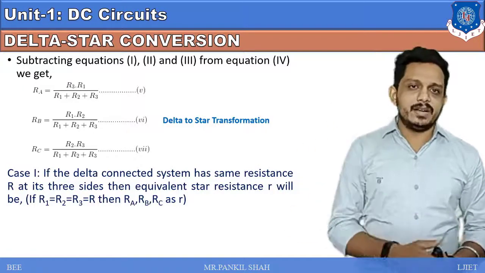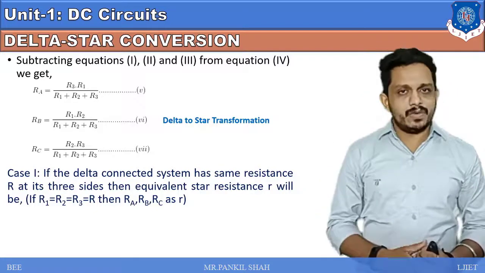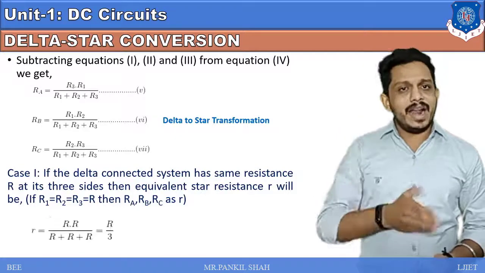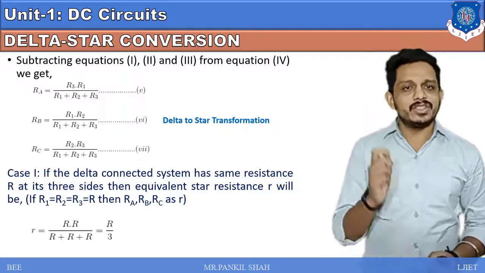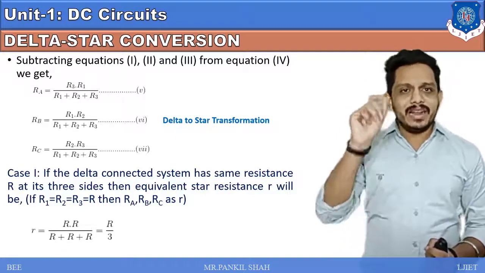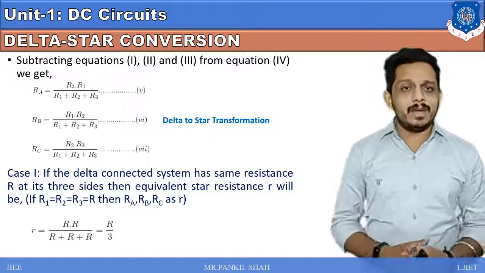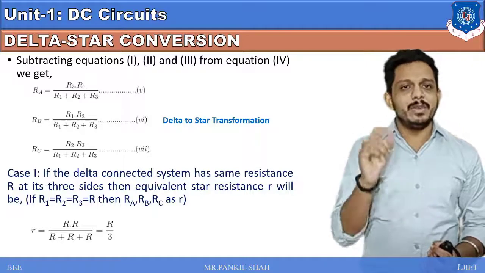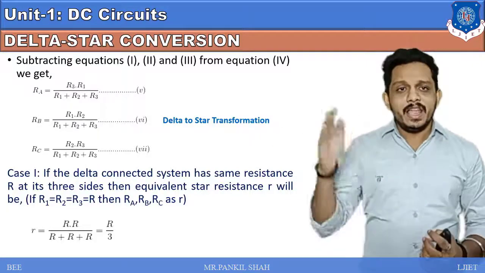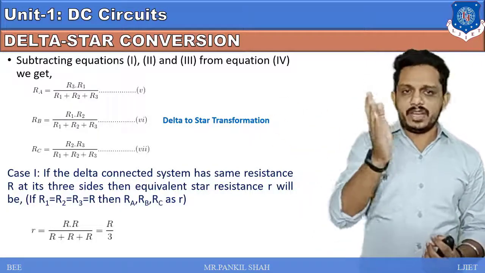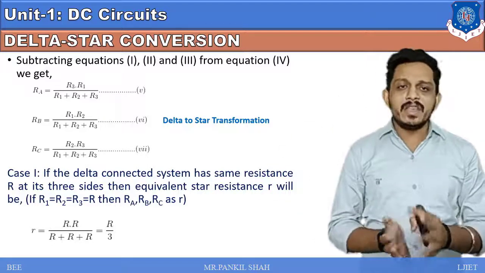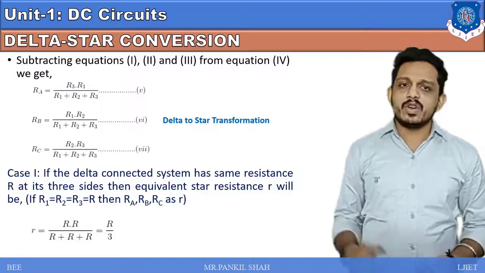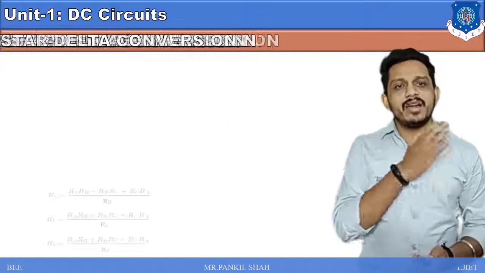plus R plus R. So in the numerator it will be R square and in the denominator it will be 3R. So R square and R will be cancelled out, and the final answer will be R by 3. So if in delta the three connected resistors have the same magnitude, then in the star connection the magnitude of resistance will be divided by 3. For example, if 18 ohm, 18 ohm and 18 ohm are connected in delta, then in star connection it will be 6 ohm. So this was all about the delta to star transformation.